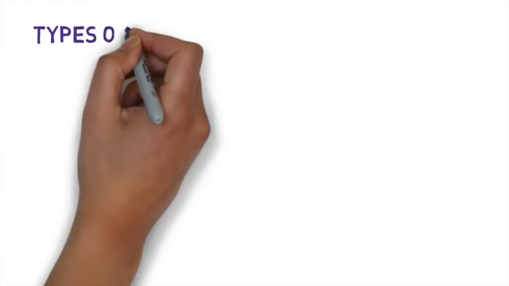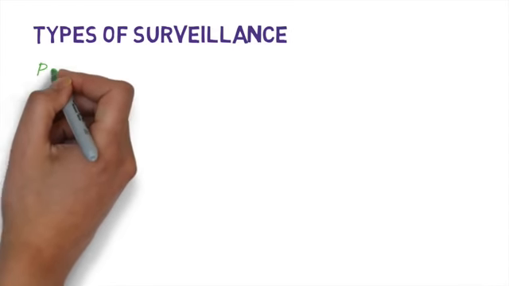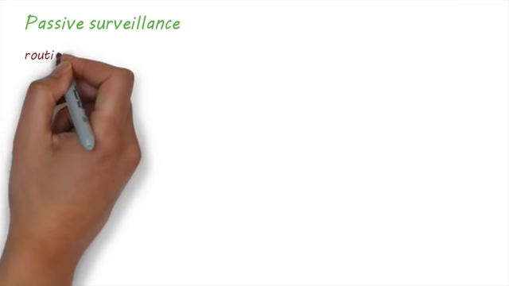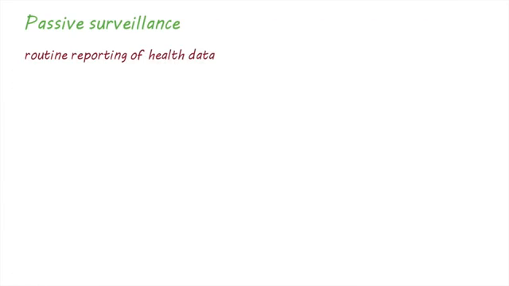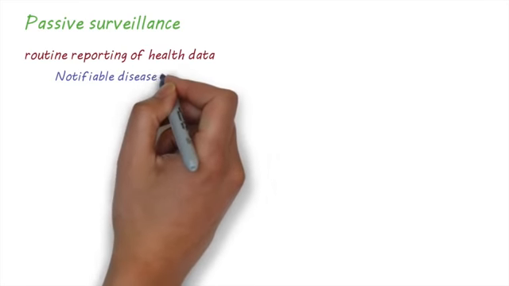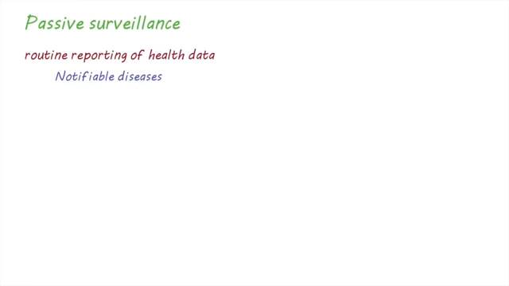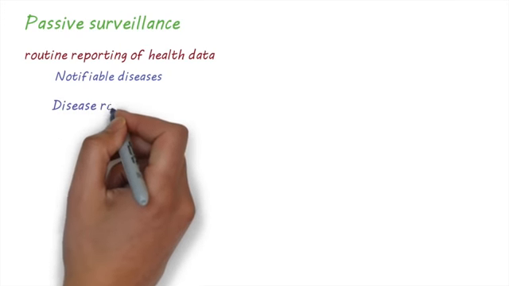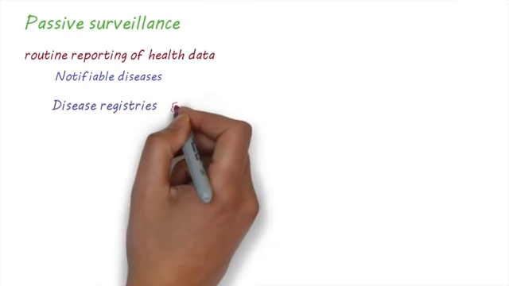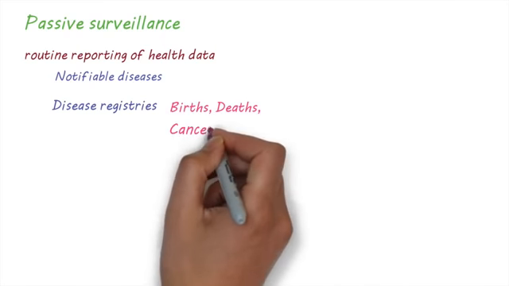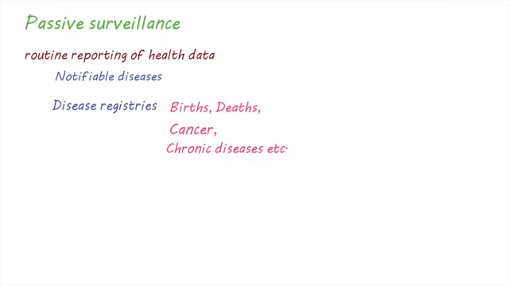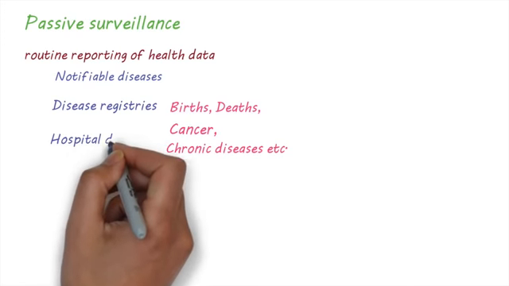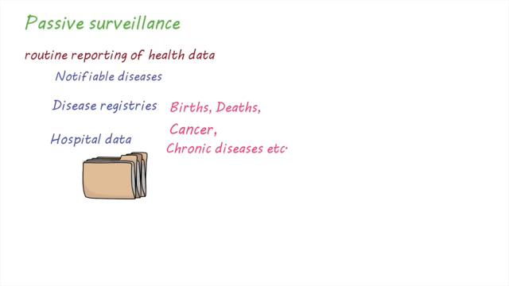So now, let's have a look at a few different types of surveillance. Passive surveillance describes the routine reporting of health data. Let's have a look at some examples. In most countries, there are a number of diseases or conditions that are required to be notified by law. Surveillance of these notifiable diseases relies mostly on a passive system. Another example is a registry, which is a collection of health data. Registries can have data on births, deaths, cancer, chronic diseases, and a variety of other diseases. Healthcare providers like hospitals also routinely collect data on the number and type of patients that seek treatment. This is another example of passive surveillance.